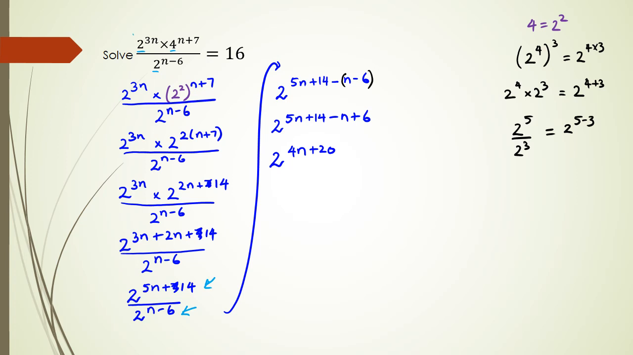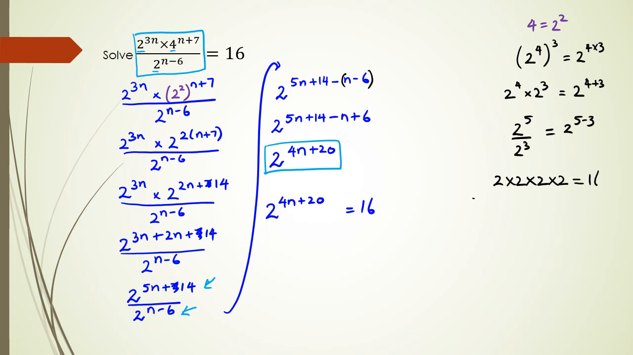Basically, what we've done is simplify this really ugly looking equation into this. So we can say 2 to the power of 4n plus 20 equals 16. But I still have a problem because I need to write 16 as 2 to the power of something. I know that 2 multiplied by 2 multiplied by 2 is 8, multiplied by another 2 is 16. So I can say 2 to the power of 4 equals 16, which means 2 to the power of 4n plus 20 equals 2 to the power of 4.